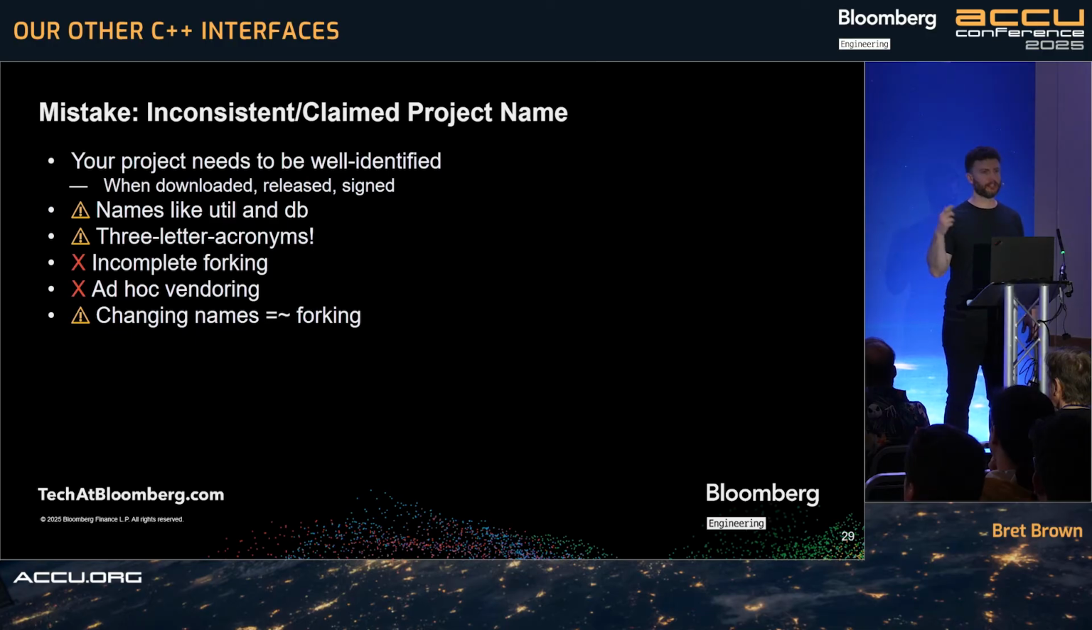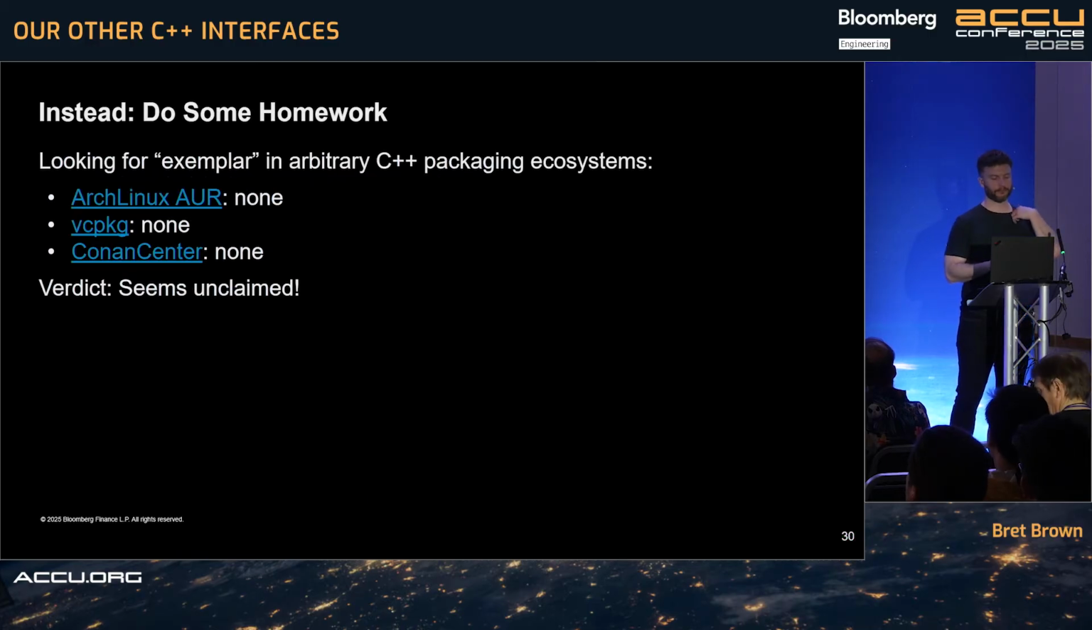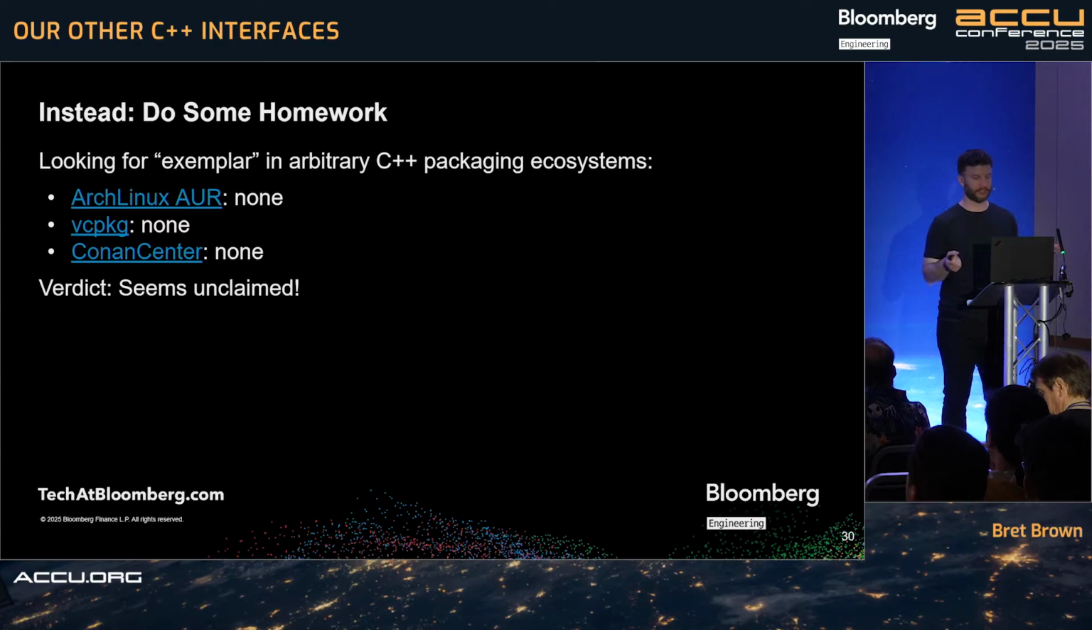And then, yeah, if you're changing the name of your project, that's roughly equivalent to forking. So again, that's a changing contract, as we talked about before. Communicate with your users, make the transition, warn them automatically if you can, that sort of thing. So instead, let's just do some homework, right?